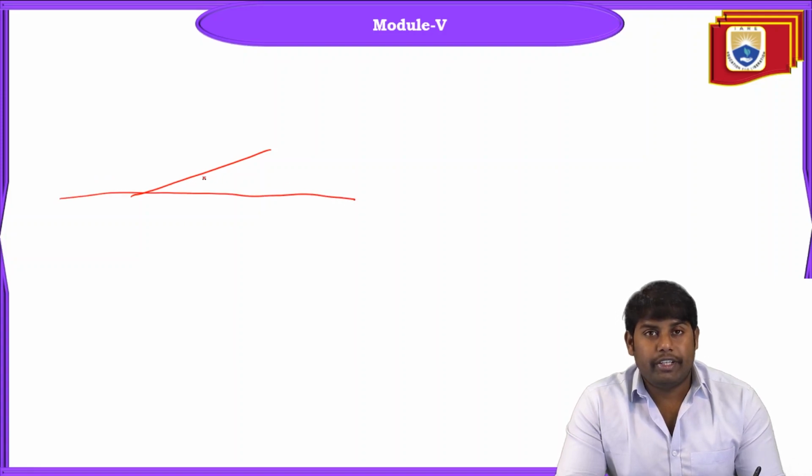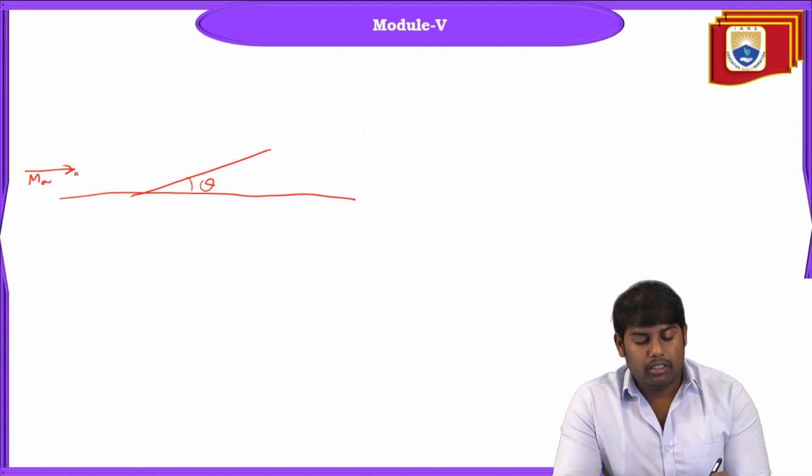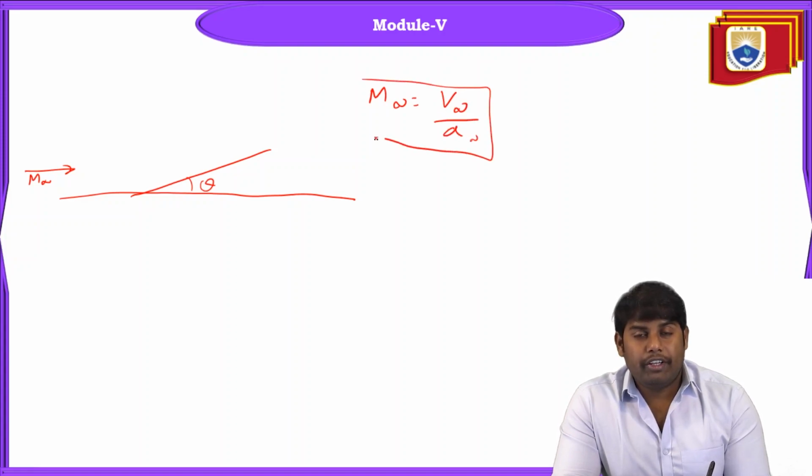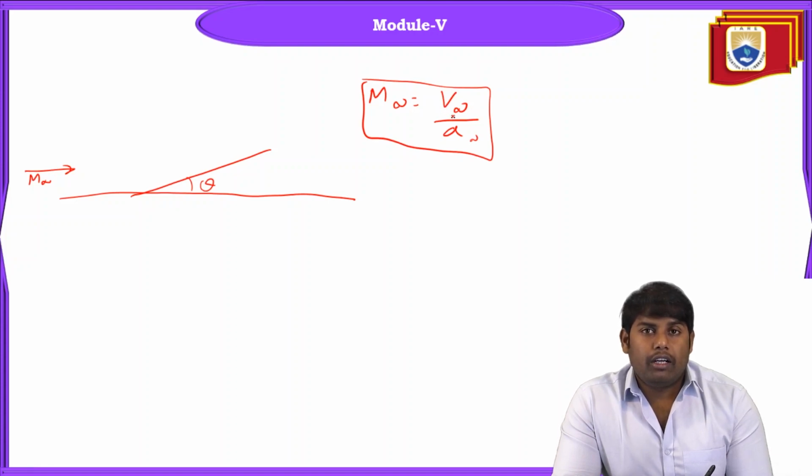So let us take this as a wedge with some angle theta, fine. A flow is coming, let's say with Mach number M infinity. So what is Mach number? Mach number M infinity is nothing but V infinity by a infinity. V infinity is the speed of the object or the speed of the flow, divided by the speed of sound in the medium. So let's say, what is the speed of sound in water, or in vacuum?